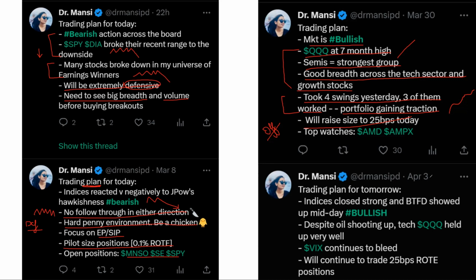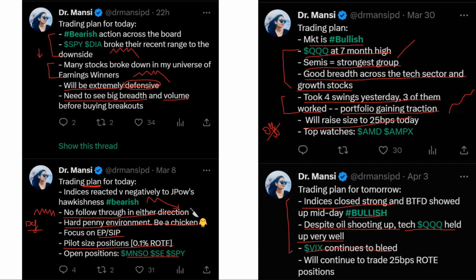Okay, last example. I say trading plan for tomorrow. Indices closed strong and BTFD showed up midday. So that's bullish. If you don't know what BTFD is, definitely Google it. This is a term that you're going to hear a lot if you are in the US markets. Now, I say despite oil shooting up, tech held up very well. So VIX continues to bleed.